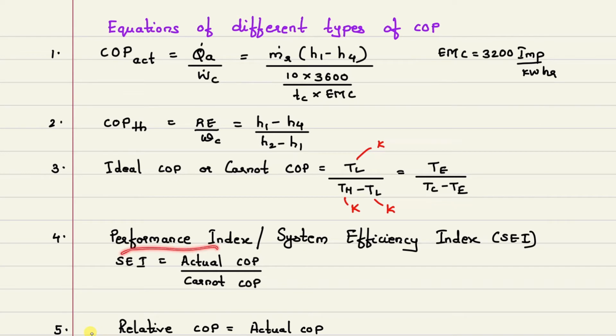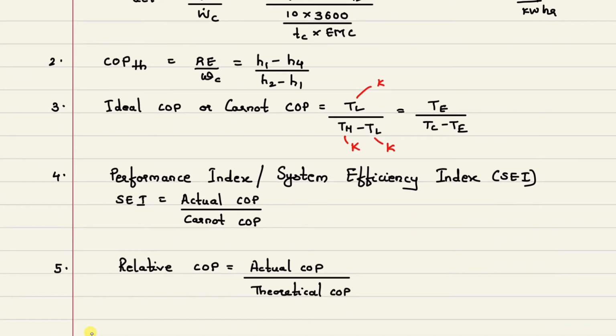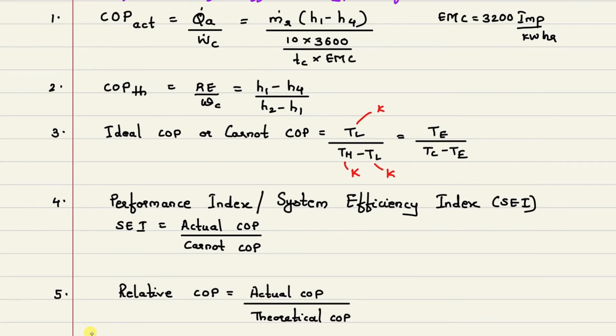Next definition is performance index. It is also known as system efficiency index, SEI. SEI is a comparison between two COPs. It is the ratio of actual COP to Carnot COP. Next COP is called relative COP. So SEI is actual COP upon Carnot COP, and relative COP is actual COP upon theoretical COP.